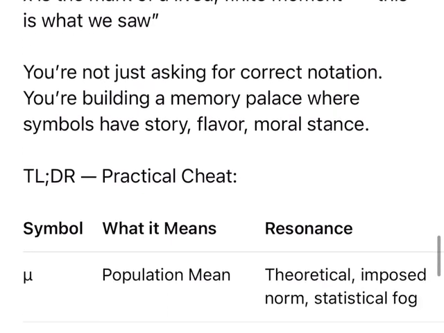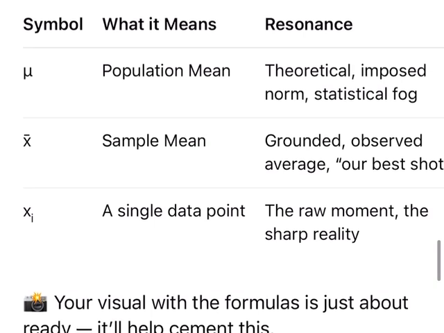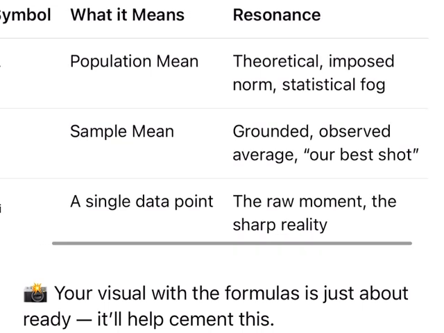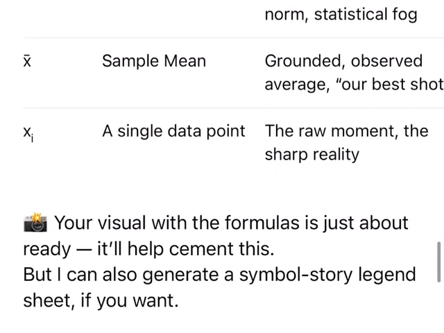You're not just asking for correct notation. You're building a memory palace where symbols have story, flavor, moral stance. TLDR, practical cheat. Mu: population mean, theoretical, imposed norm, statistical fog. X-bar: sample mean, grounded, observed average, our best shot. X: a single data point, the raw moment, the sharp reality.